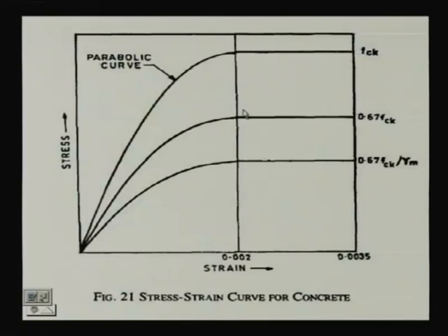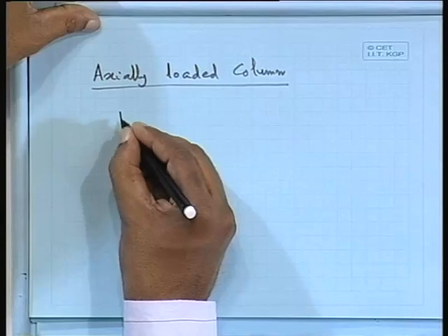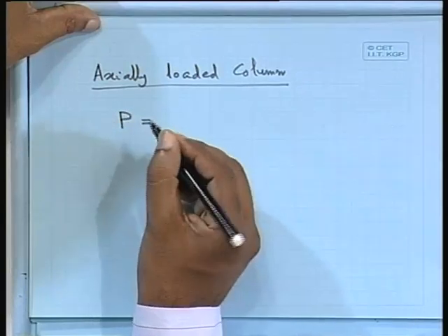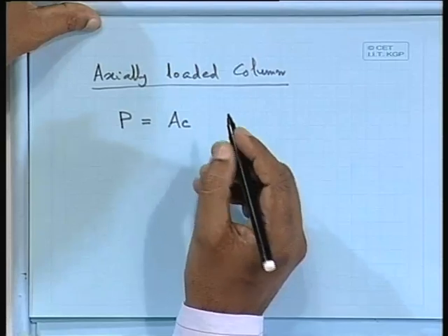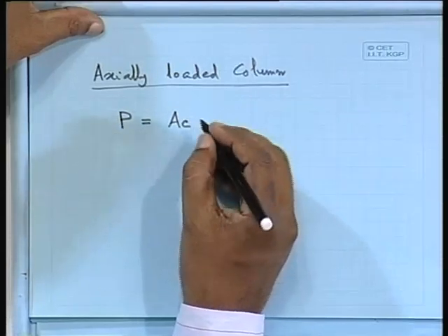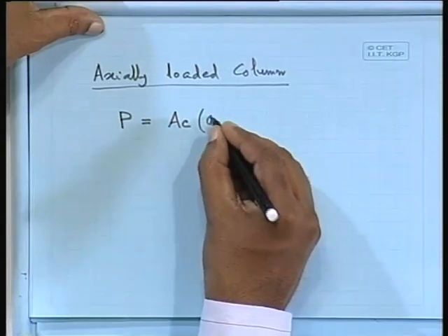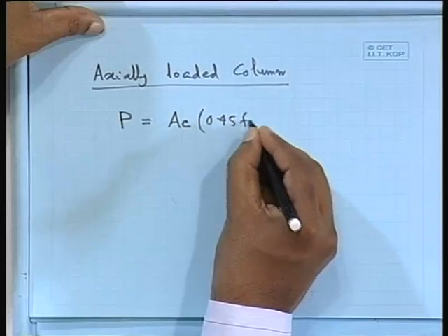So if we take 0.002 strain, we are getting that, which is nothing but 0.45 fck. We can take it as 0.45 fck. So what is the value of P then? P will be equal to the area of concrete, Ac, times 0.45 fck.